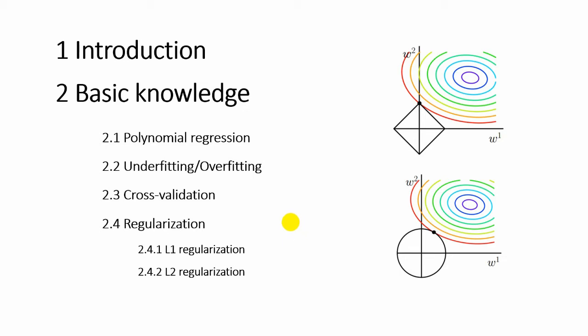The function graph of L2 regularization in the two-dimensional plane is a circle. Therefore, the probability of making w1 or w2 equal to 0 when it intersects with the L graph is much smaller, which is why L2 regularization does not have sparsity.